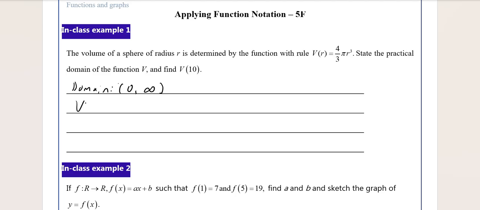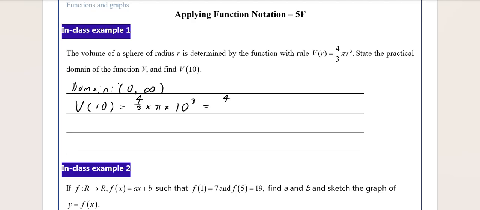Now the next thing we're asked to do is find the value of v of 10. Basically what we're asked to do is find what v would be if r, the radius, happens to be 10. So what we do is we just put a value of 10 into our function. So we're going to get 4/3 times pi times the radius cubed. If the radius is 10, then that's what we put in the radius spot.